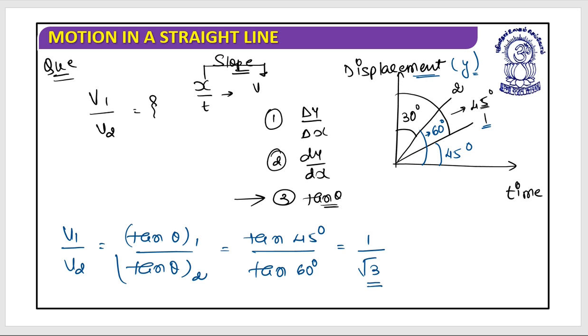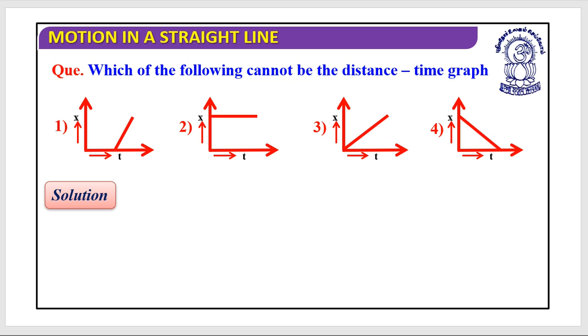Okay, let's move to the next question. What is given? Read it carefully. Which of the following cannot be, read this word very carefully, cannot be the distance versus time graph? These four options are given and I need to check which option cannot represent the distance versus time graph. Now tell me which of the options cannot represent the distance versus time graph.